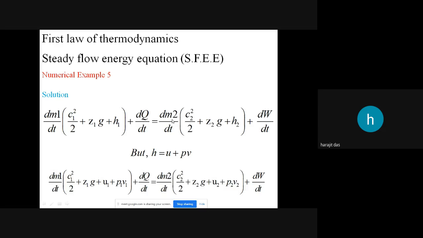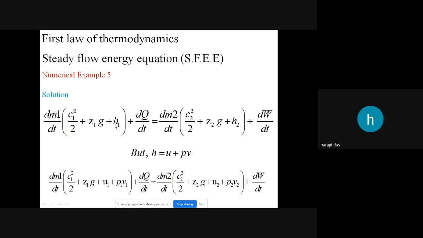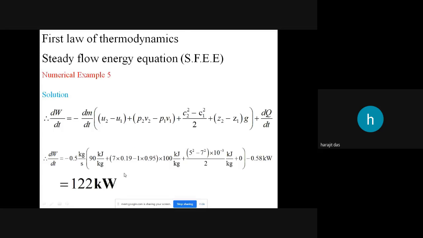So here it will be dm2 by dt. Instead of this h1 you can write u plus pv, because the internal energy value is given, means at the outlet the specific internal energy is greater by 90. Means U2 is 90 plus U1. That is why we will be splitting this h1 term into u1 plus p1 v1. So the same equation I have written. Now I will rearrange this term.